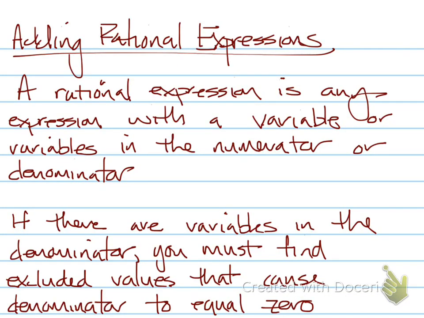All right, in this lesson, we're going to be looking at simplifying and adding rational expressions. First of all, we need to understand what a rational expression is. It's any expression with a variable or variables in the numerator or denominator. If there are variables in the denominator, you must find excluded values that cause the denominator to equal 0, since you cannot divide by 0.